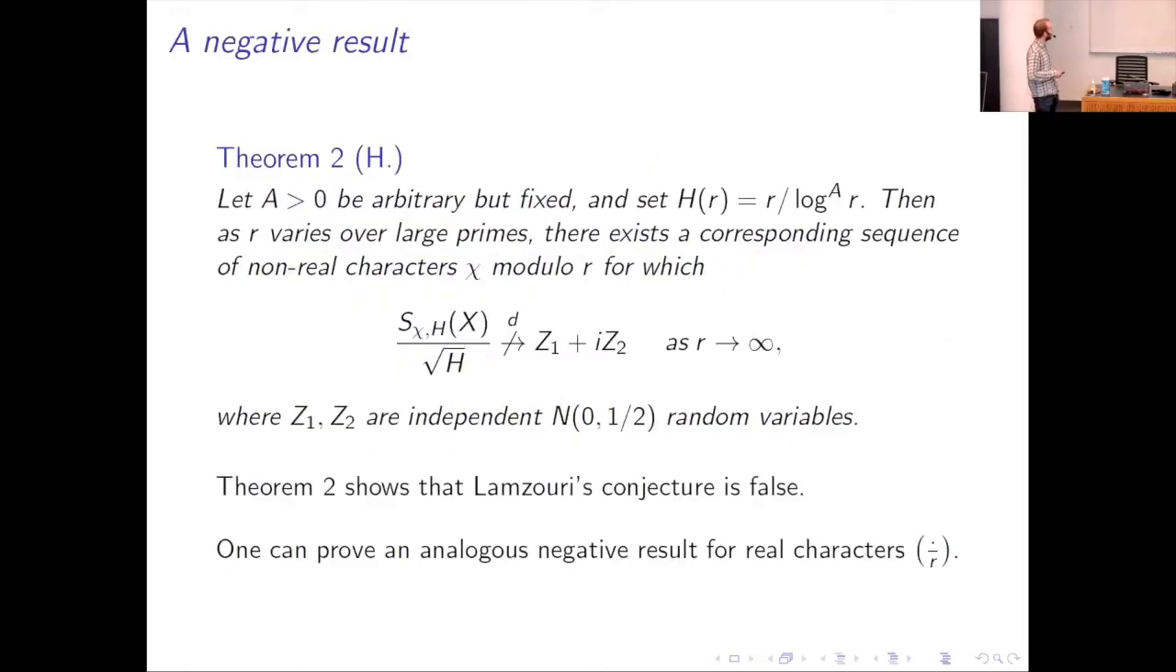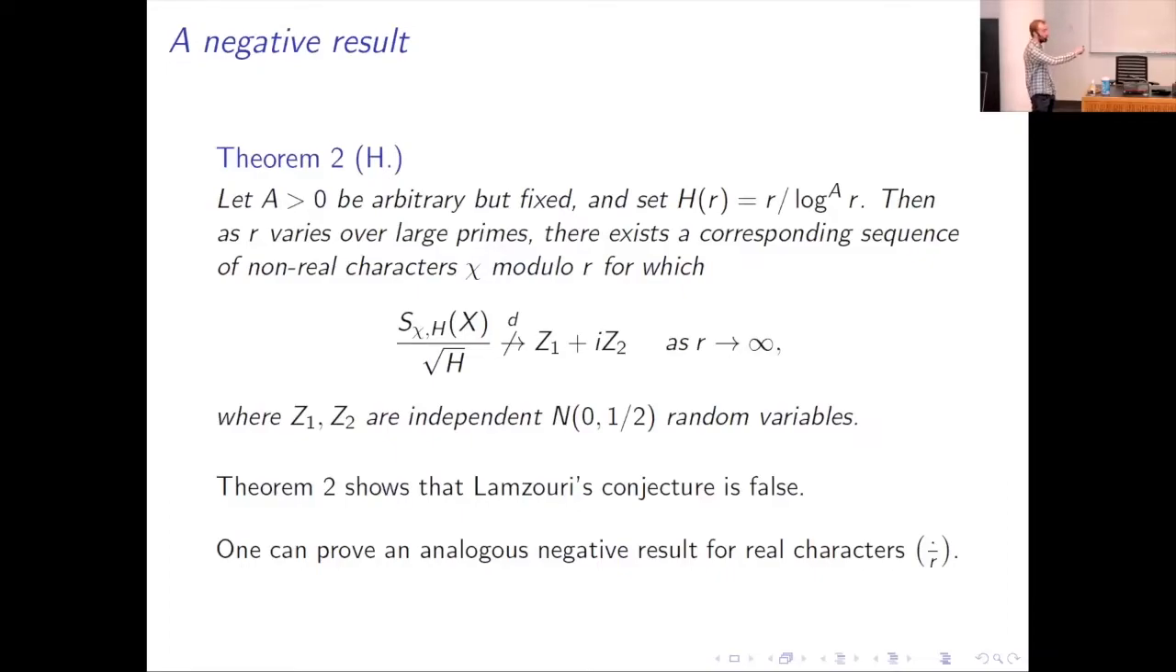Now, it turns out that indeed the conjecture is not quite right. It's a bit too strong. So here's a theorem. If I take my length function h to be r divided by any fixed power of log, so log r to the power of a, then I can find some bad characters so that when I look at my rescaled short interval sum with the random start point, this doesn't converge in distribution to the expected complex Gaussian limit. So for intervals of this length, there are bad characters where things go wrong. And in particular, if I take a is 2 here, for example, so this is r over log squared, this is little o of r over log r. So Lamzouri's conjecture would be predicting that you should have convergence on this range, and you don't necessarily.